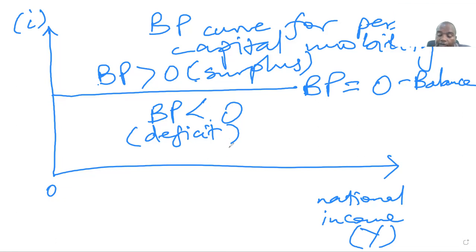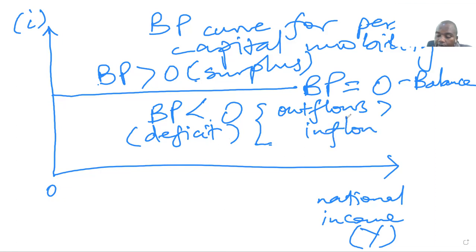That is a negative situation where in this situation, outflows are greater than inflows. Since the balance of payments records flows of goods and services into the economy, including money flows as well.